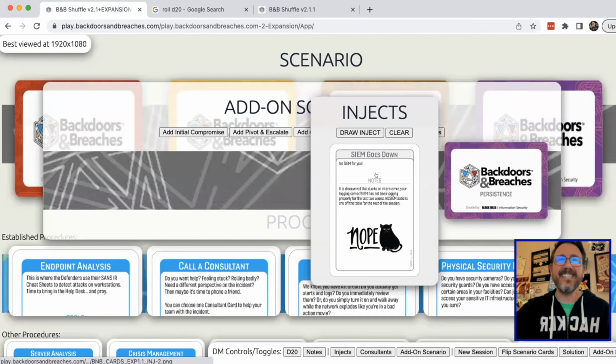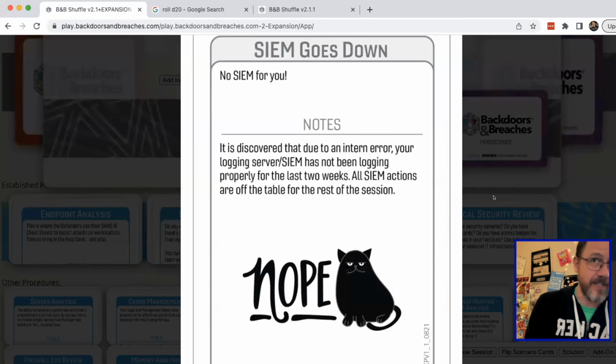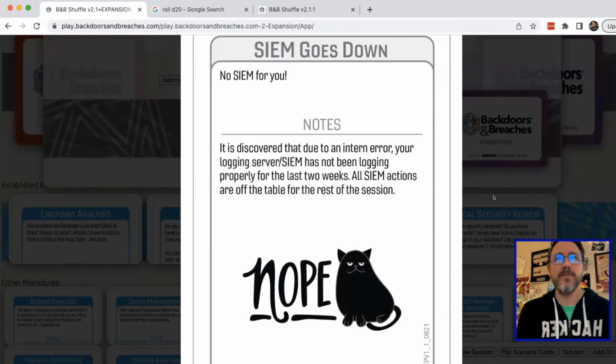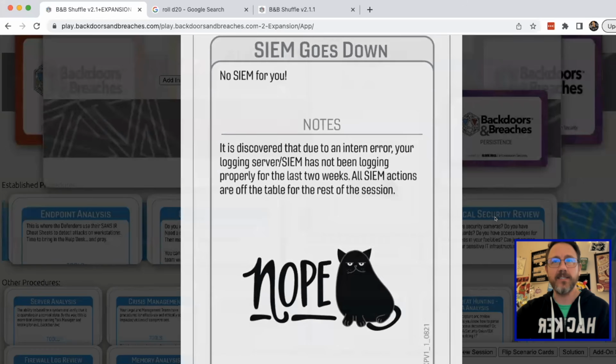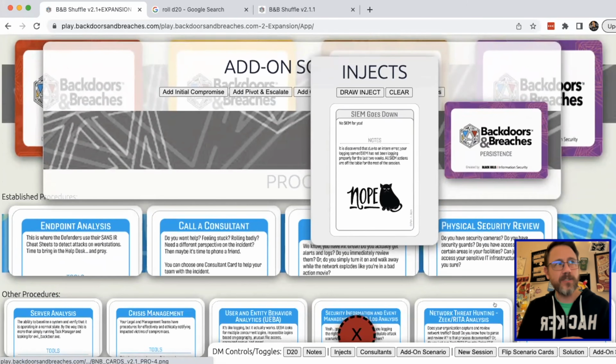All right, so I go down here. SIM goes down. So it's discovered that due to an intern error, your logging server SIM has not been logging properly for the last 2 weeks. All SIM actions are off the table for the rest of the session. So you go down here, find your SIM, and you kill it. You can't use the SIM card anymore.